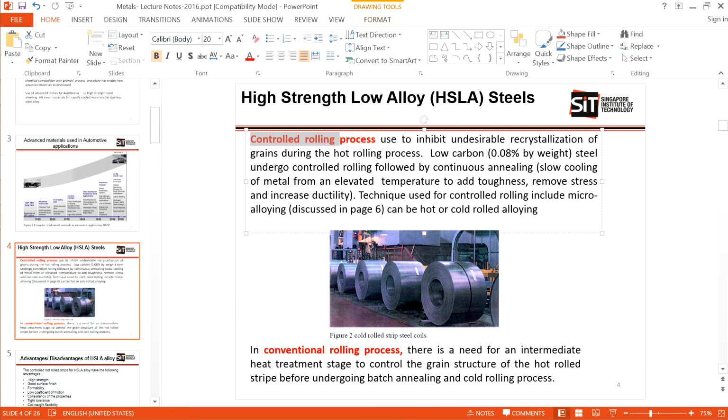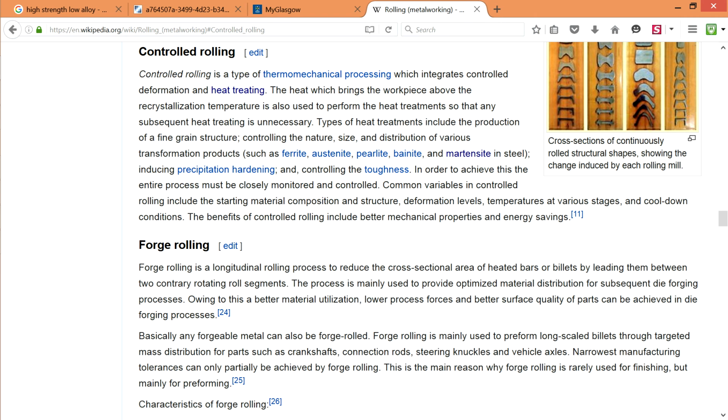The term itself, controlled rolling process, if you were to search Wikipedia, the actual term is thermomechanical processing. It's a type of processing which integrates controlled deformations.